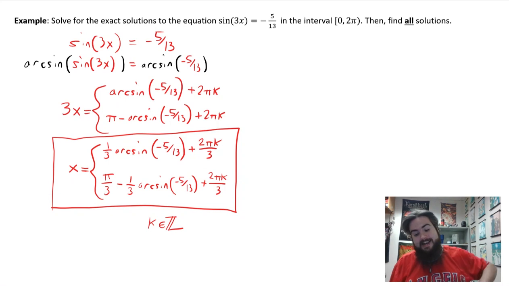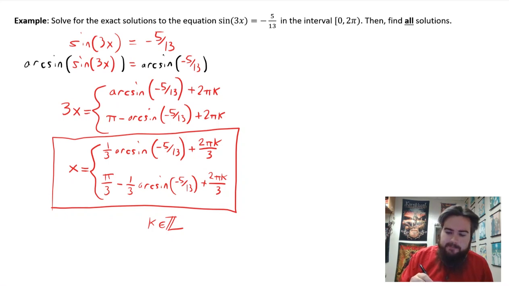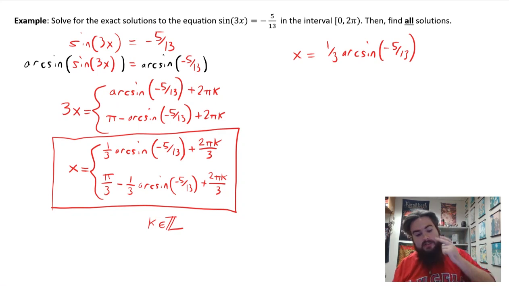Now, the reason I set up that first before doing the individual solutions between 0 and 2 pi is because I can now use those infinite solution sets to generate the answers within 0 to 2 pi. So let's look at these. Let's start with the first set, 1/3 arcsine of negative 5 over 13. That is the first solution that we have from that infinite solution set.